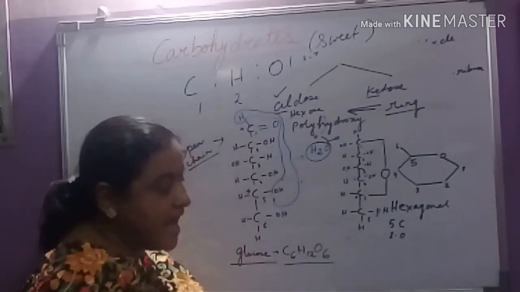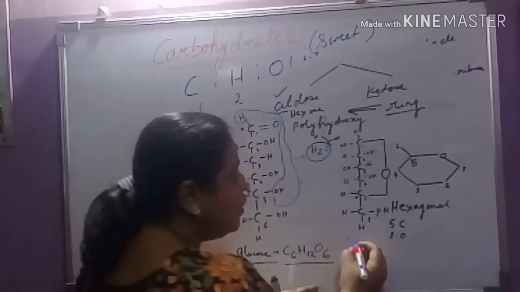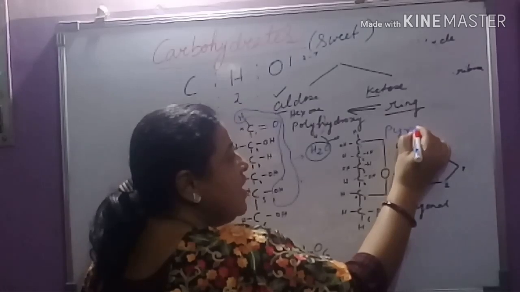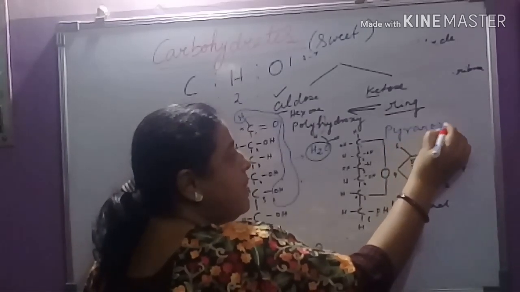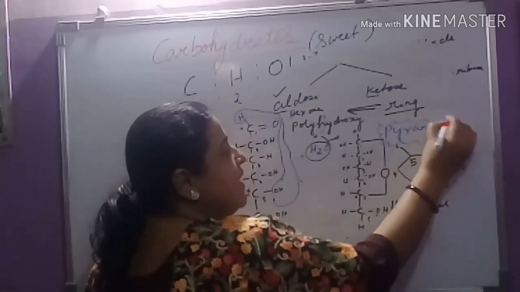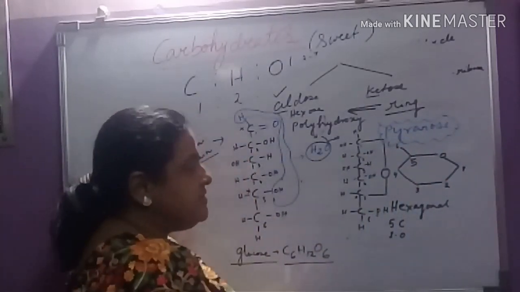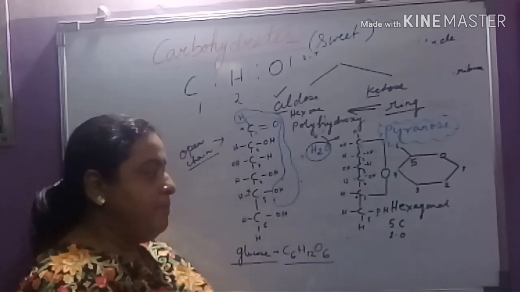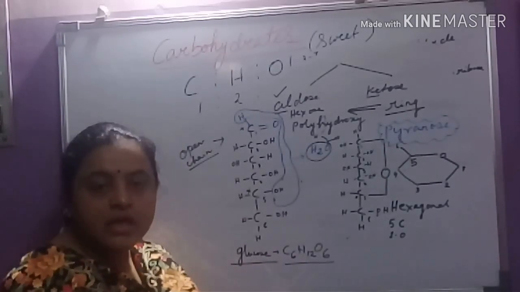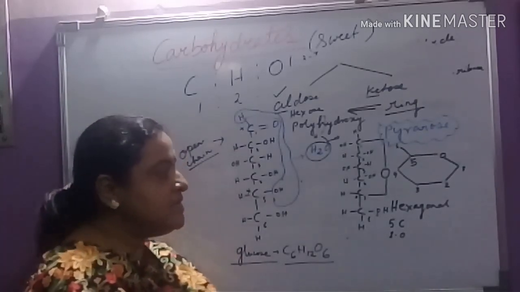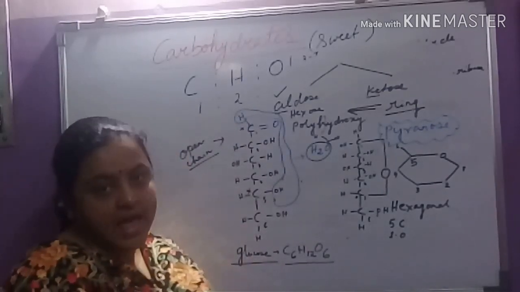So this ring has a special name. It is called a pyranose ring. This ring is known as a pyranose ring. This pyranose ring is the basis of the ring structure of glucose, and the pyranose ring is a hexagonal ring. It has 5 carbon atoms and 1 oxygen atom.